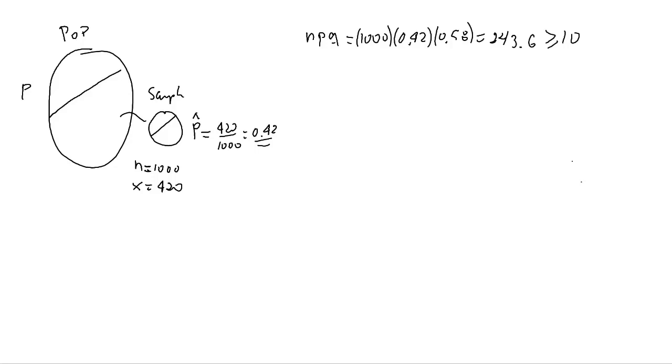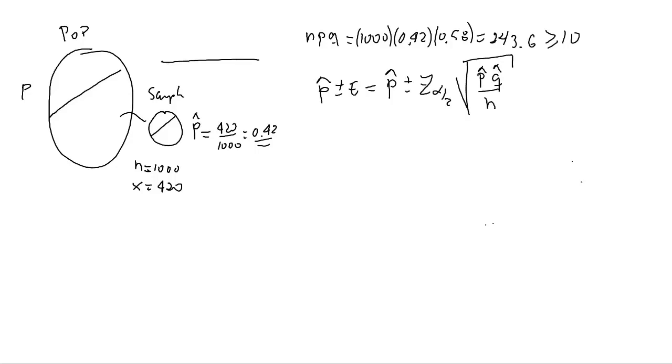Then the confidence interval is given by this formula, p hat plus or minus the error, and the error in this case is given by this formula, z alpha half times the square root of p hat q hat divided by n. The distribution of all sample proportions follows a normal distribution. The center is the true proportion. p hat is given by 0.42. Suppose that the confidence level to estimate this parameter should be 95%.